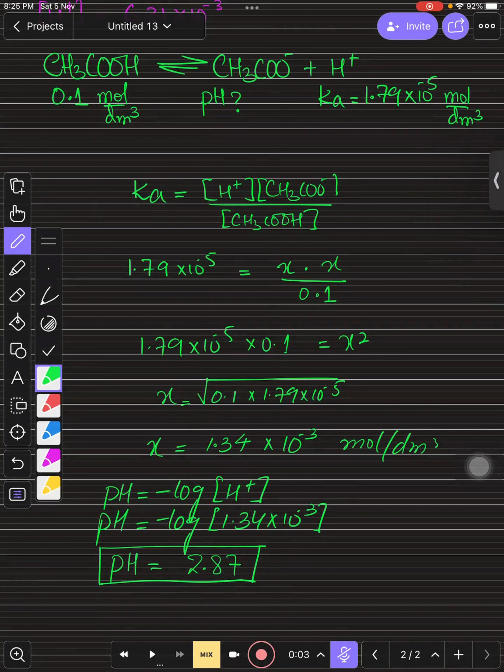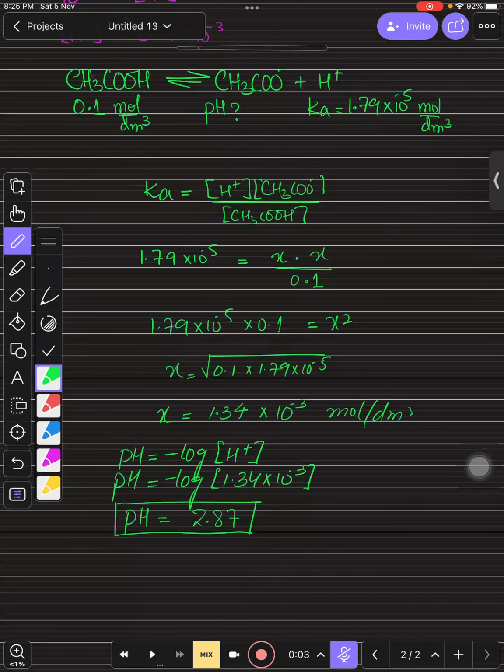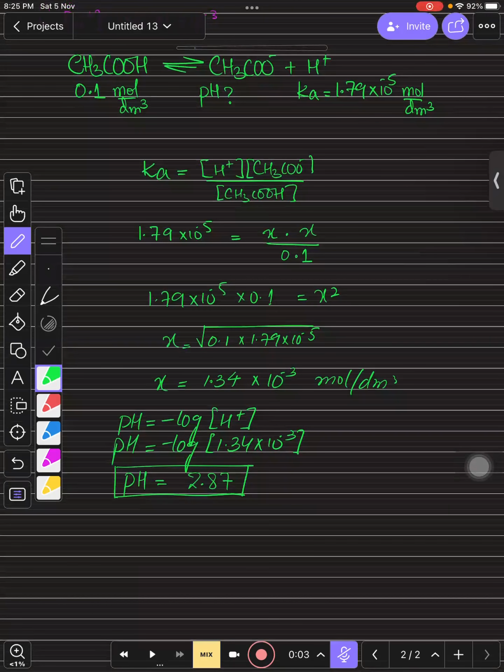Okay children, now I am adding one more thing. You have learned pH and pOH, and one more thing you have is pKa. What is pKa? It is actually the negative logarithm of Ka. So Ka is already given to you, so you can find out the pKa value as well.